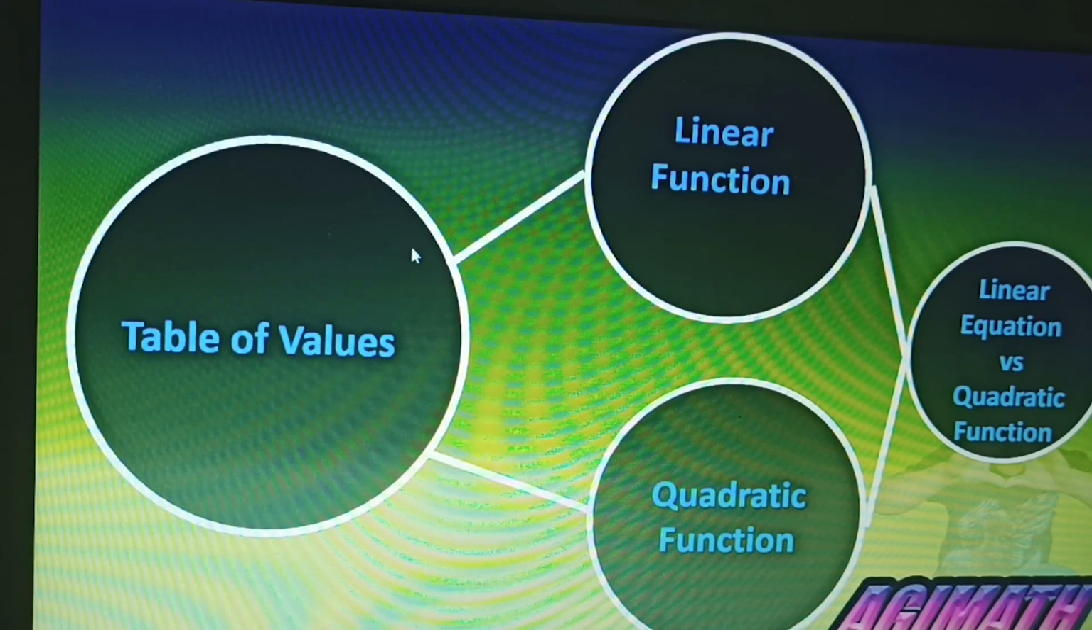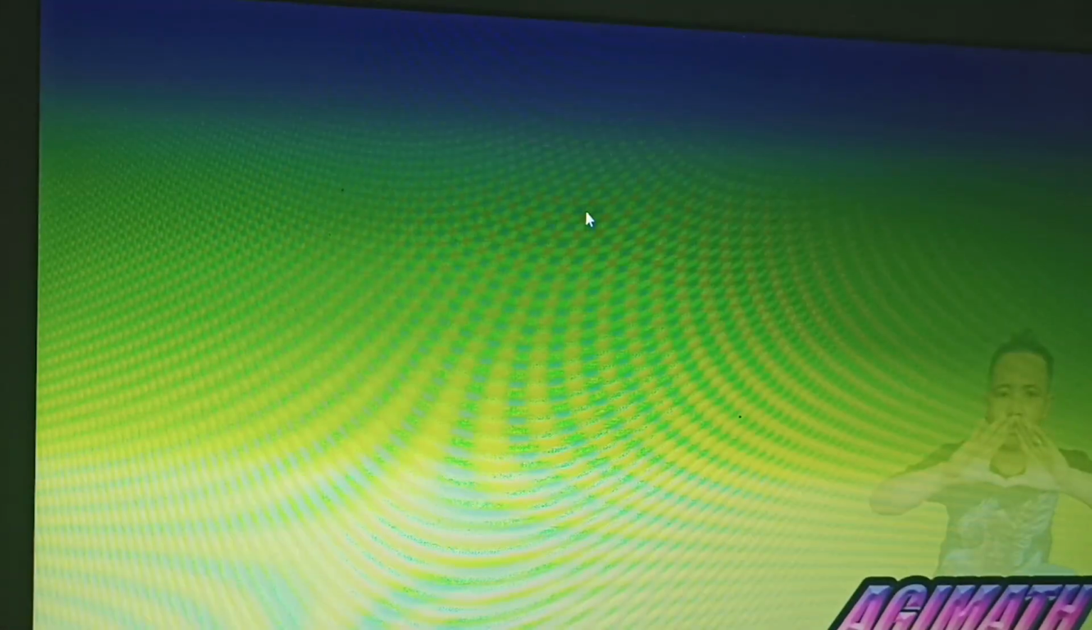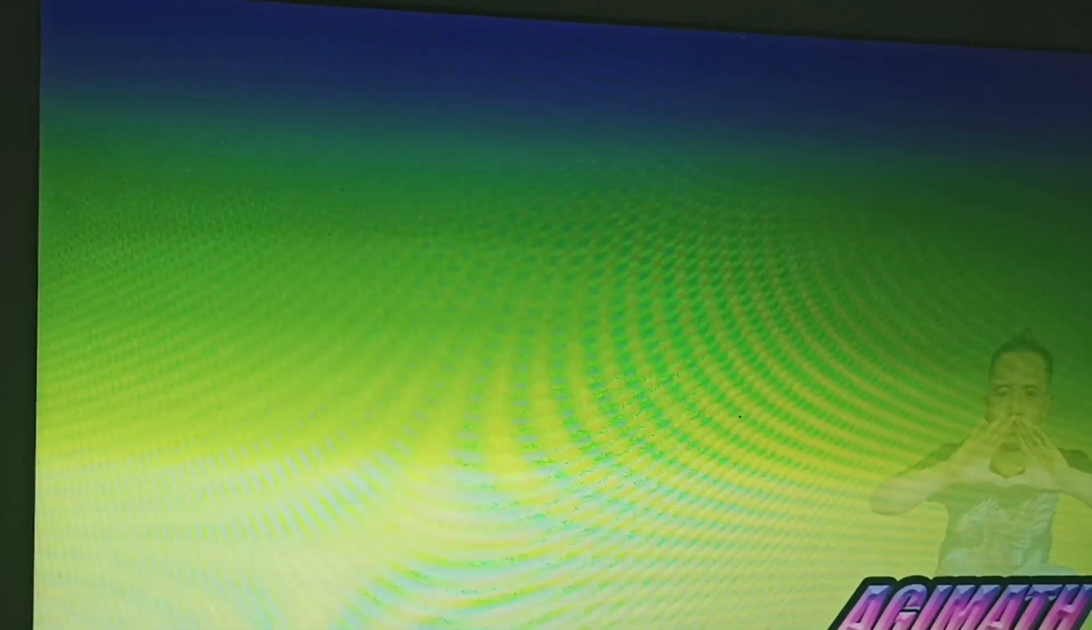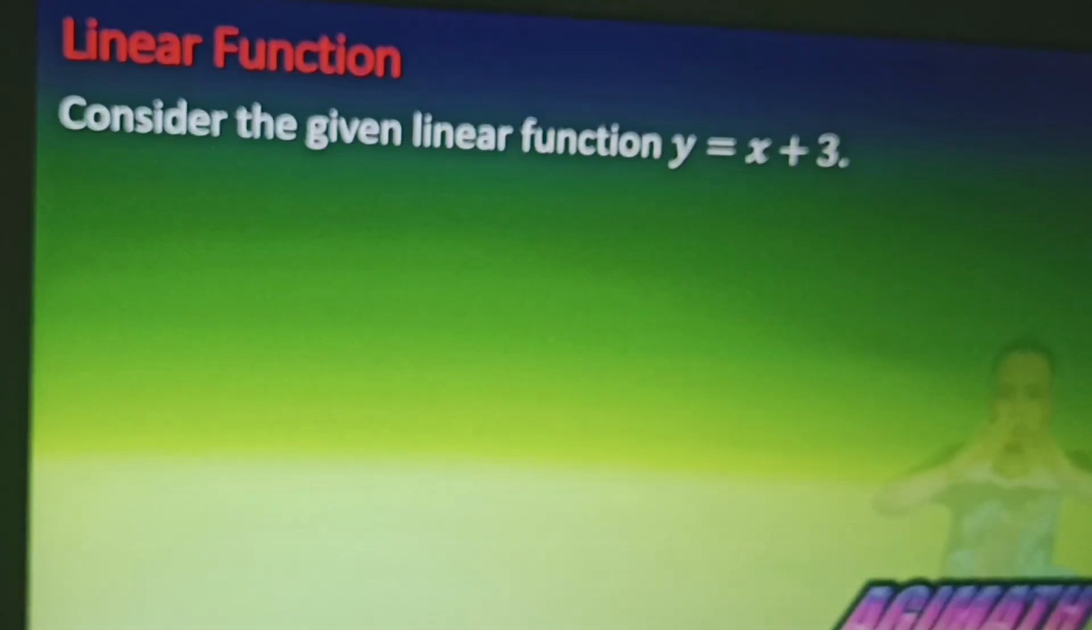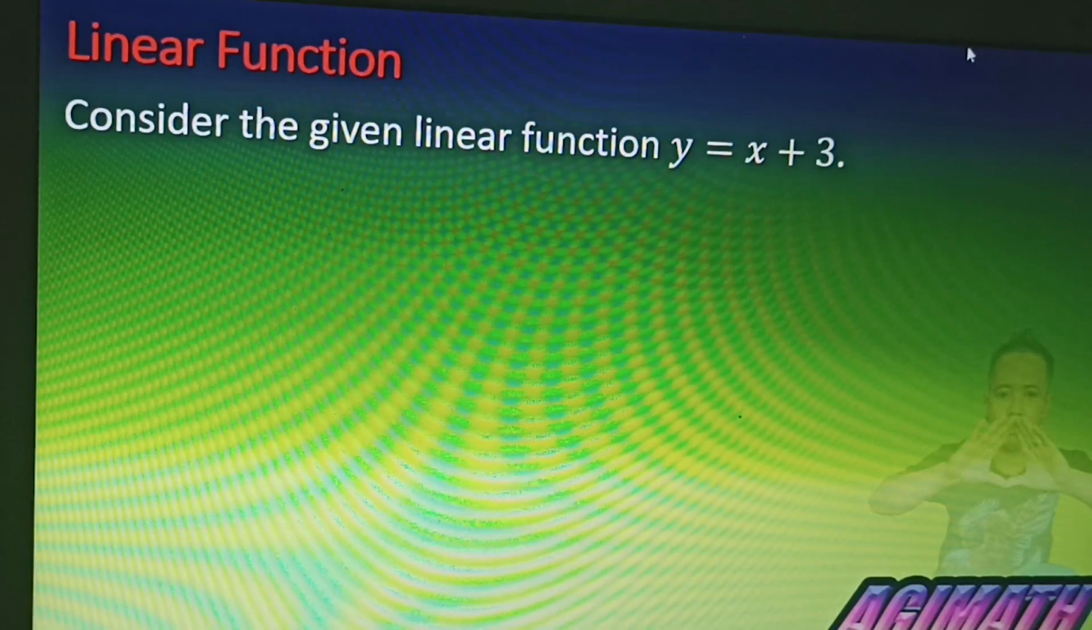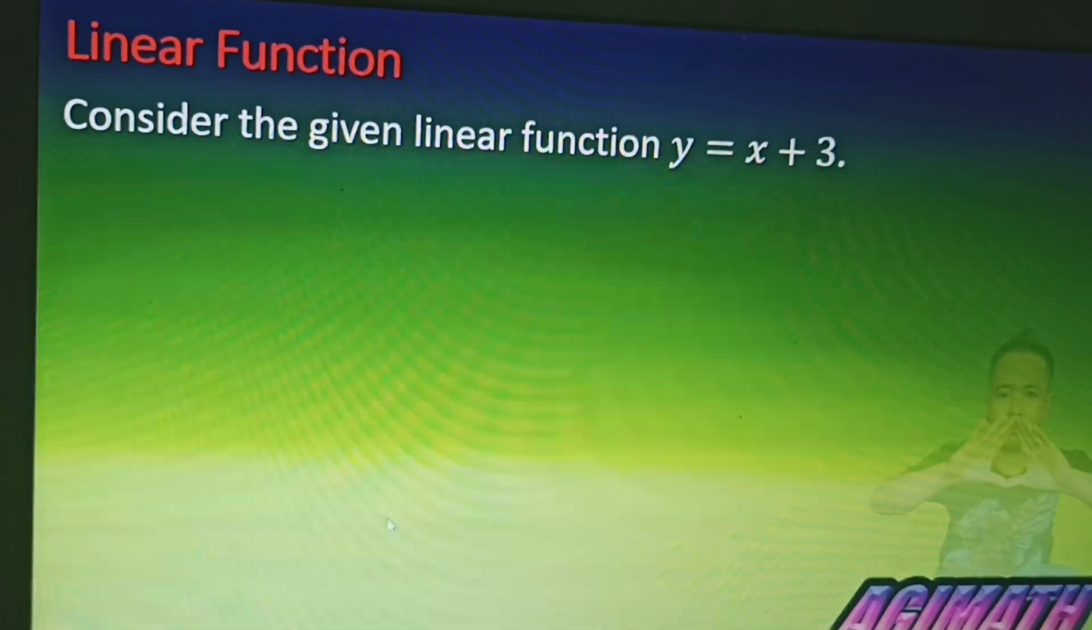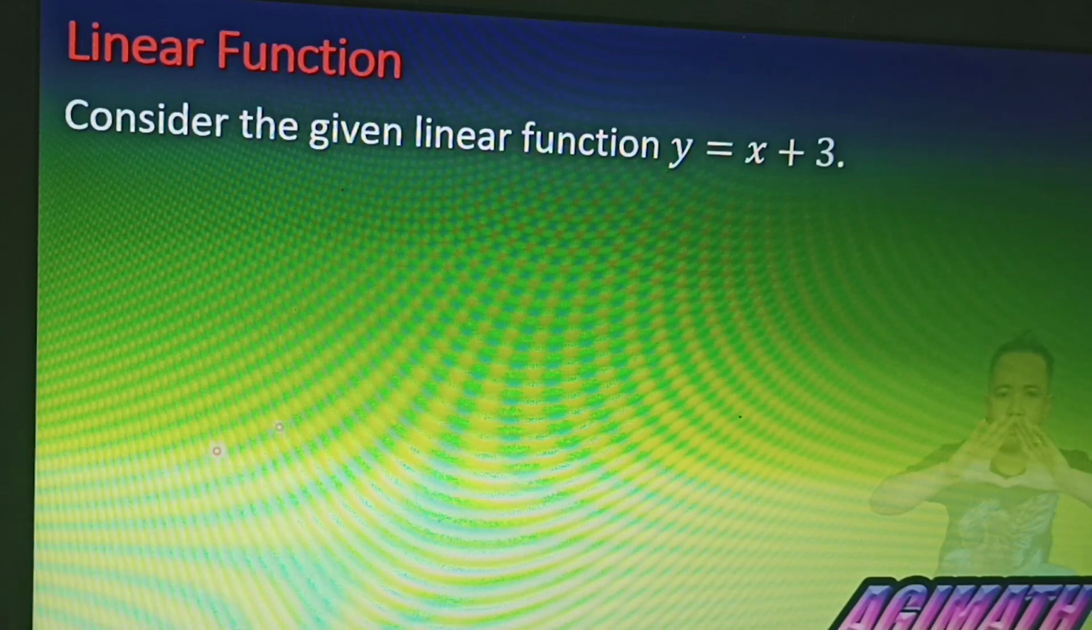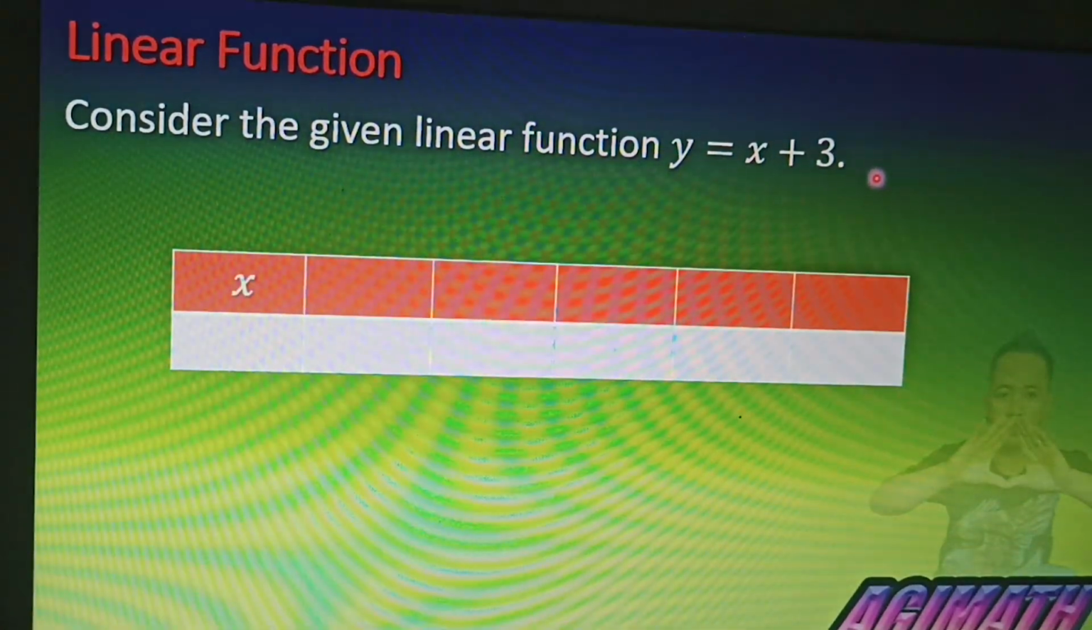For table of values, I think you are familiar with this. You are going to construct a table of values of x and y. So let us start with linear functions so that we can recall. You might probably forget how you are going to construct a table of values. So consider the given linear function y is equal to x plus 3. So this is our given function, y is equal to x plus 3. And then we are going to construct a table.